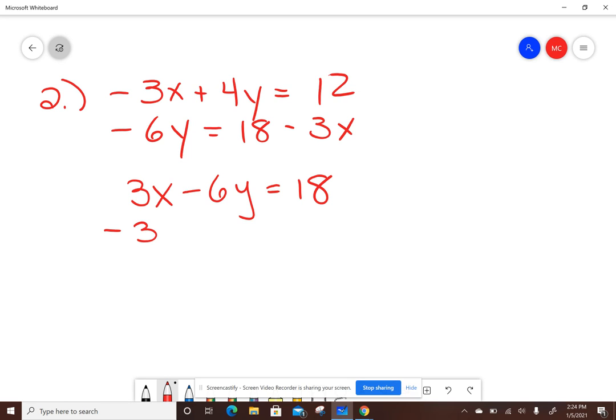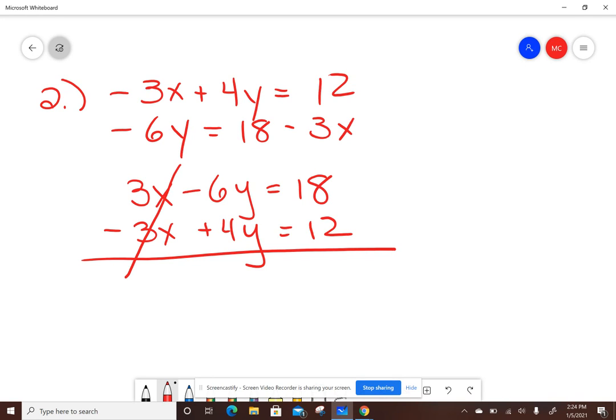My other equation was negative 3x plus 4y equals 12. I see if I have any coefficients that are the same number, opposite sign, because that means they'll eliminate. So we eliminate the x's. We get negative 2y equals 30. Y equals negative 15.